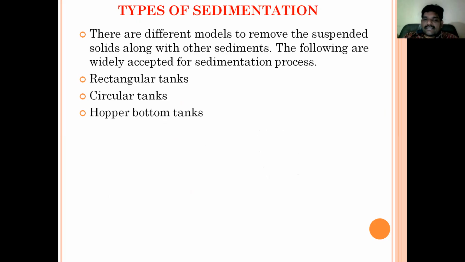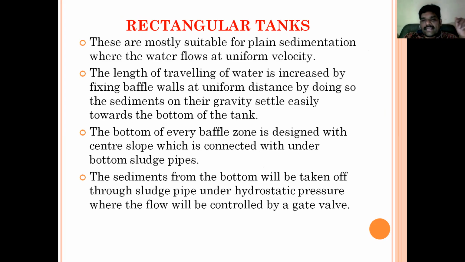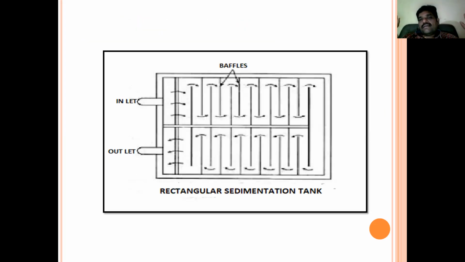What is the mechanism in every category? The rectangular tanks. Have a look at this diagram. Through the inlet, water flows by crossing different baffles. While water moves through the inlet, the velocity of water is fixed in such a way that the particles will settle on the bottom.